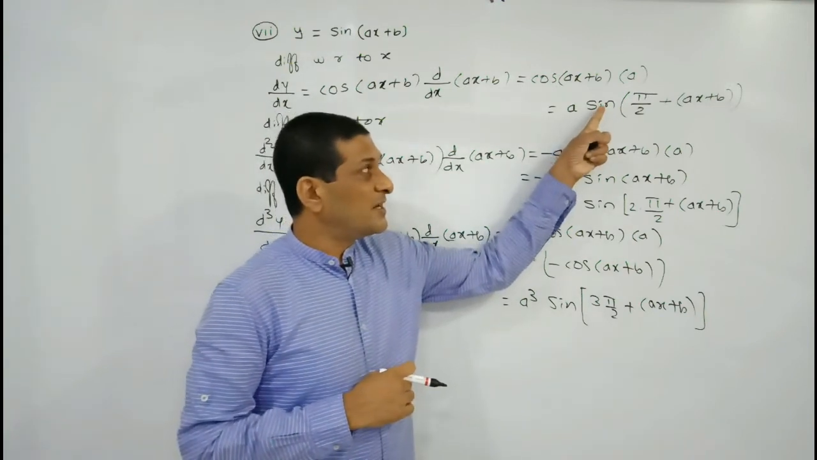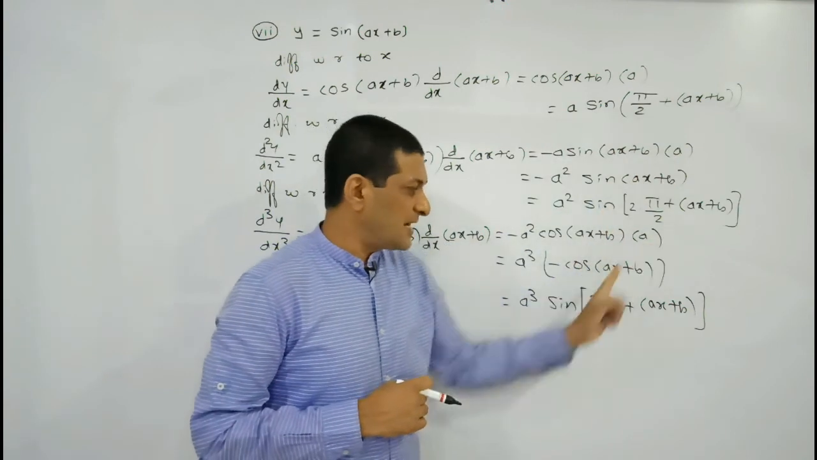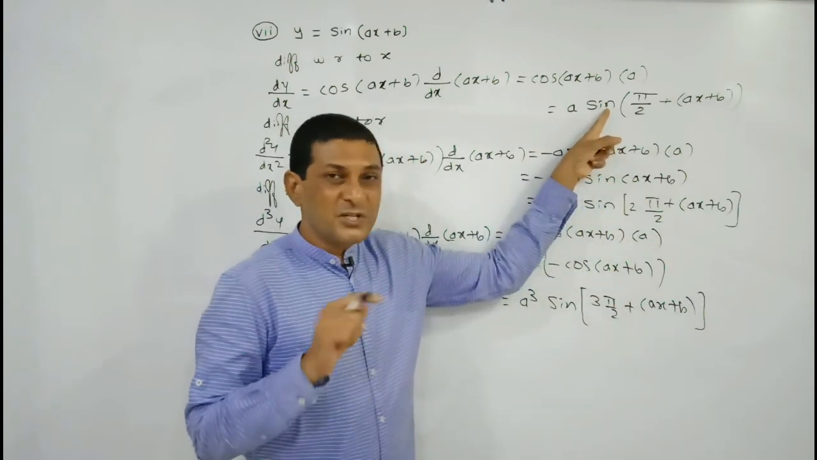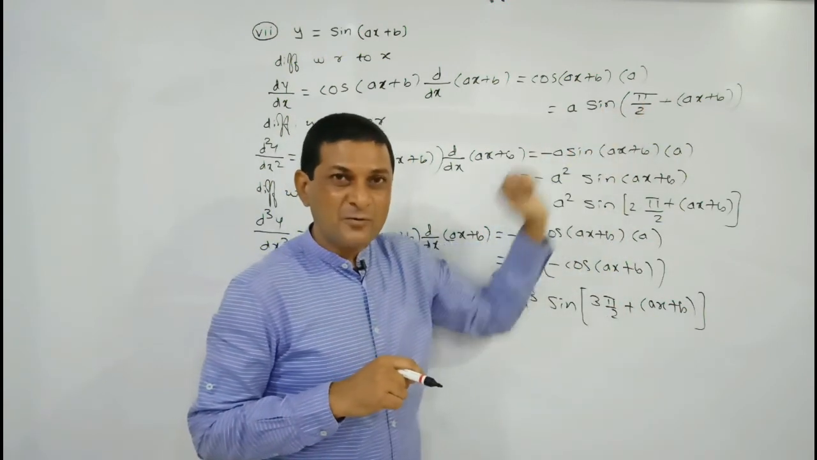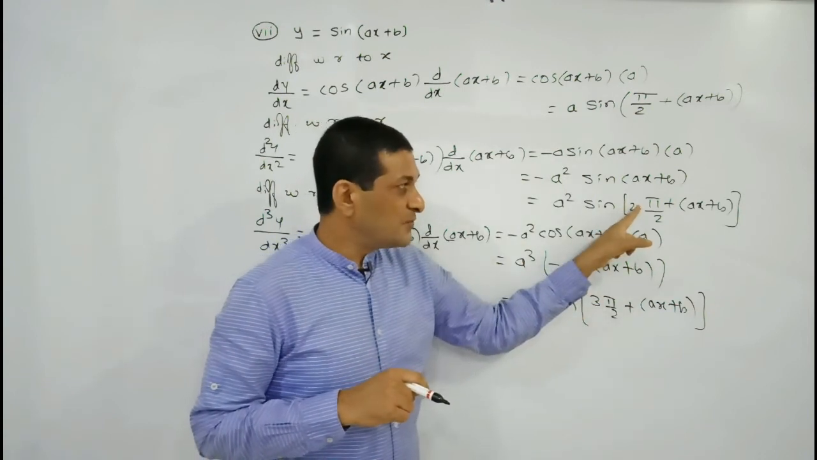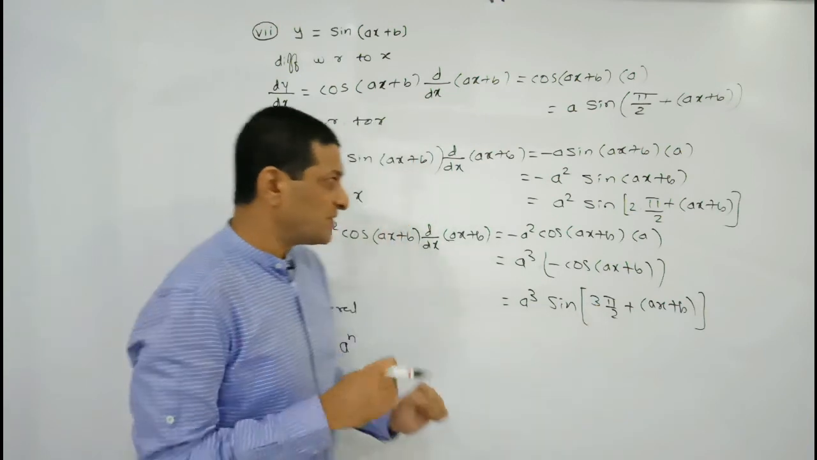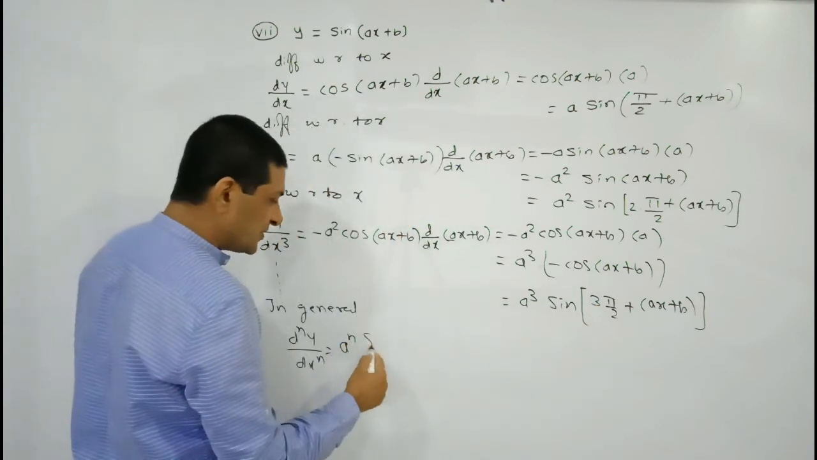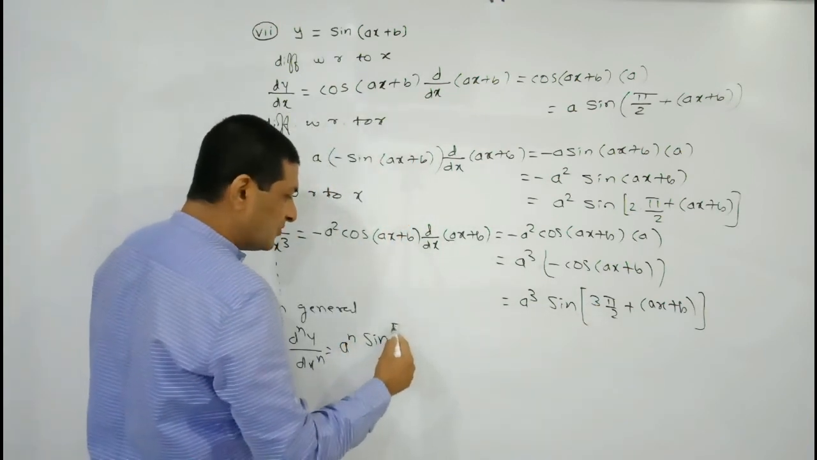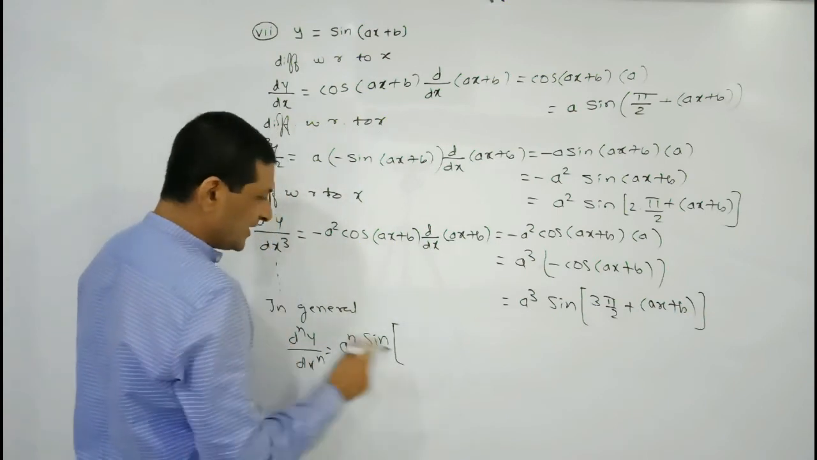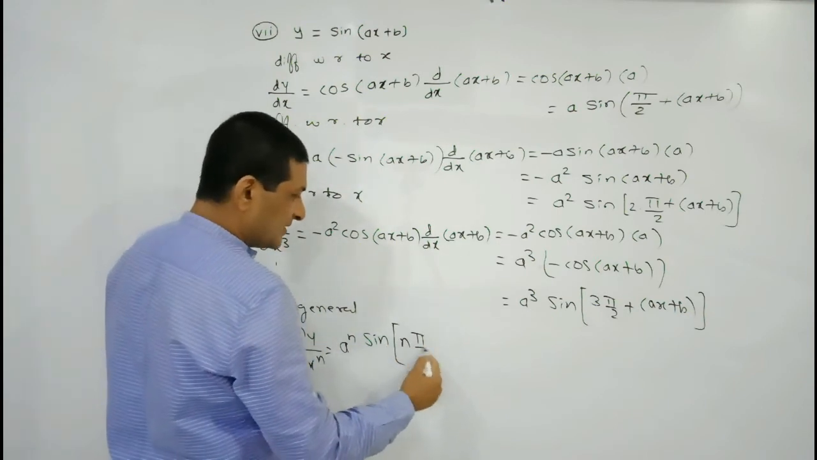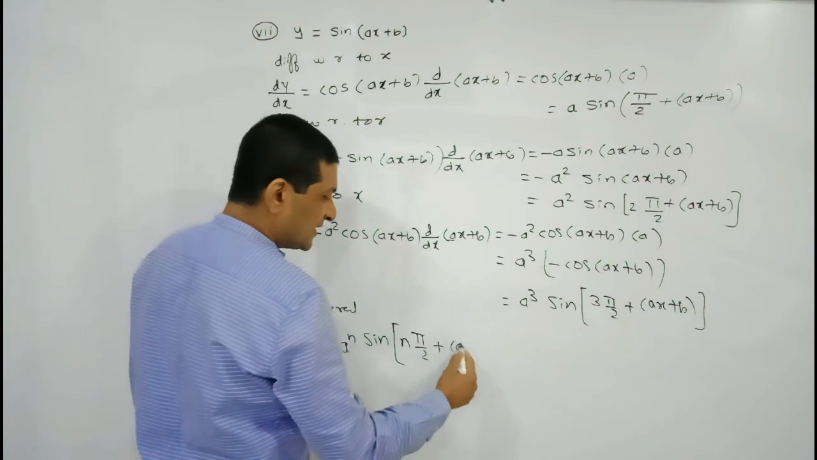Second term, here all the terms are in the form of sine, but in the first order derivative, the coefficient of pi by 2 is 1. In second order derivative, coefficient of pi by 2 is 2. In third order derivative, coefficient of pi by 2 is 3. So here we can say that the coefficient of pi by 2 will be n in case of the nth order derivative. N pi by 2 plus ax plus b.